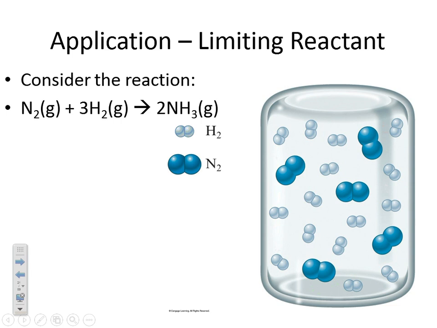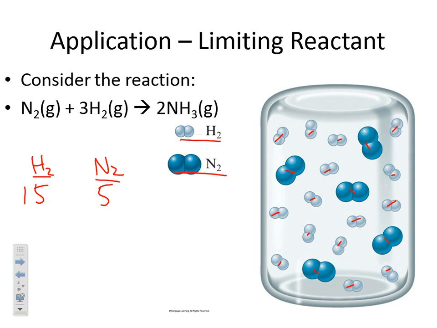So based on the key, I have hydrogen and nitrogen in this flask. So H2 and N2, and I'm just literally going to count. So I got 1, 2, 3, 4, 5, 6, 7, 8, 9, 10, 11, 12, 13, 14, 15. 15 hydrogen molecules. And then nitrogen, I got 1, 2, 3, 4, 5. I have 5 nitrogen molecules.